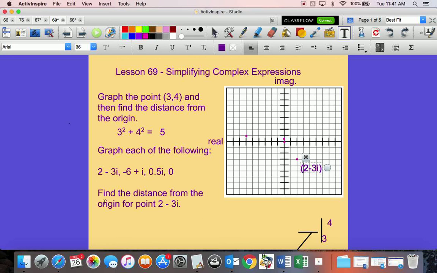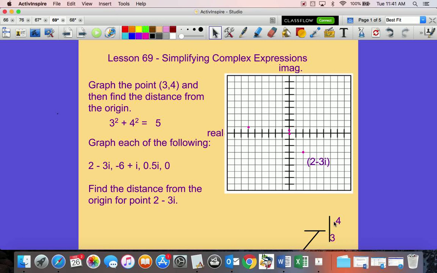So the next one, it says find the distance from the origin for the point 2 minus 3i. Well, what we could do is we could do the exact same thing as we did for this original one with 3 and 4. Alright, we could just draw these lines in here. So this first one would be going down 3. For our next one, we would be going to the right 2.